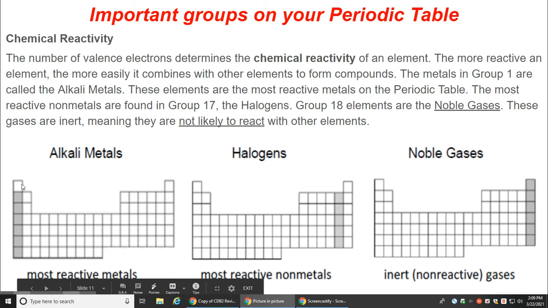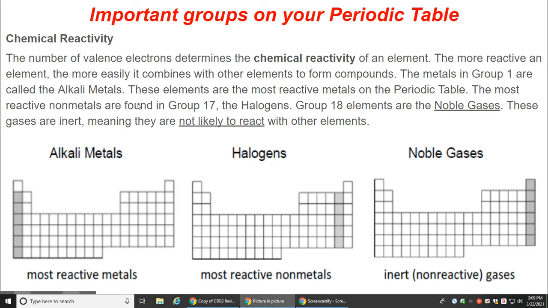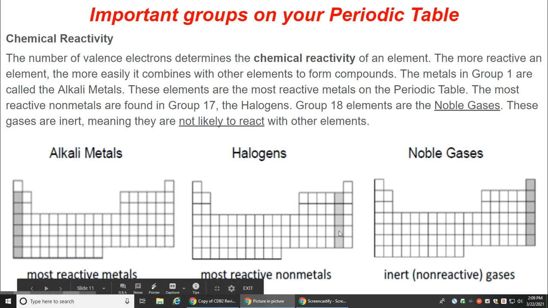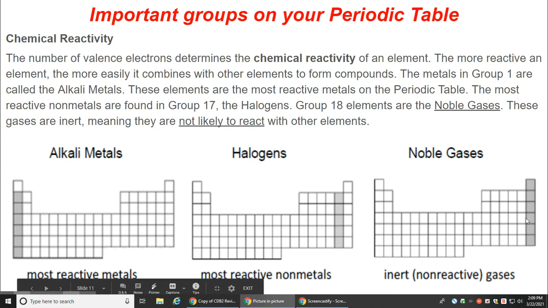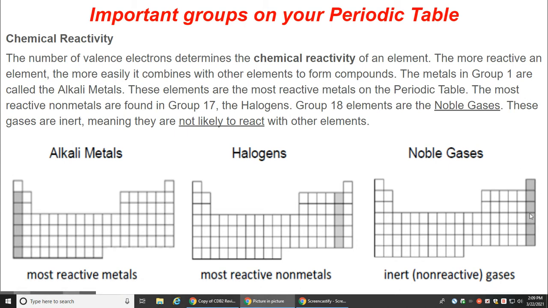These are the most reactive metals on the periodic table, and the most reactive nonmetals are going to be in group 17, called your halogens. And group 18 are your noble gases, and they are the least reactive. They don't react with anyone. They're inert, meaning they're not likely to react with other elements.